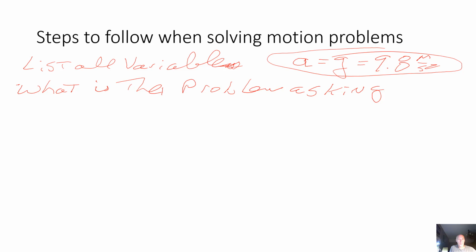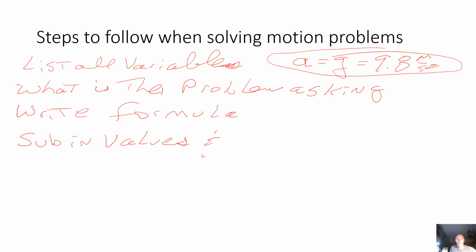Then you want to look at all the formulas and find the formula that has everything you need except the one variable. Next you want to write the formula. And then next you want to sub in all the values with units. Make sure the units match. Then most of the time it's just going to be algebra. You want to solve for the unknown. And for your final answer you want to check, does it have the correct sig figs and units?